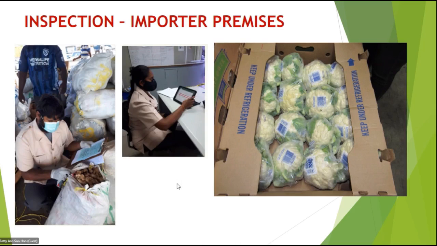Here we have another. This is done at the importer's premises. And one of the things, as I said, when inspections are done at the importer's premises, we ensure that the necessary arrangements are put in place to facilitate the inspector. There's a table normally provided, and there are people to offload the cargo, to open the bags, etc. So all that is put in place to facilitate the conduct of the inspection.